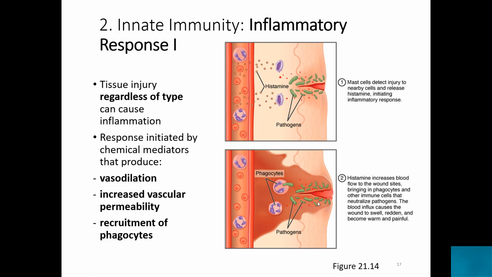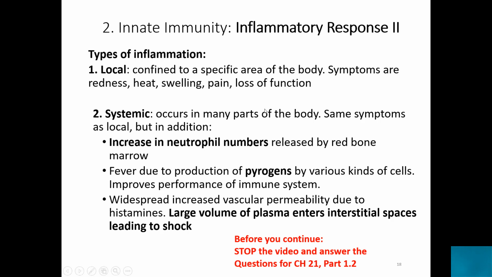That is inflammation. Now, there are two main types of inflammation: local, in a specific area of the body, like a splinter in a toe, for example. And local symptoms would be redness, heat, swelling, pain, and loss of function, because it's difficult to operate with something that is in pain and swollen.